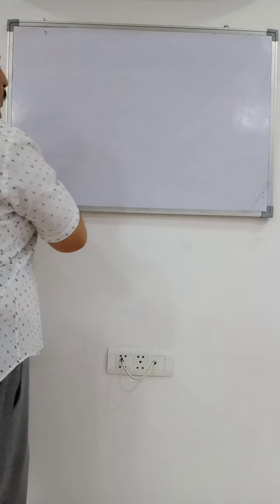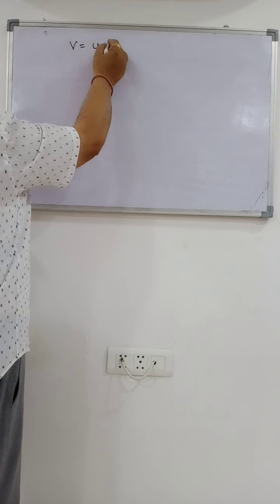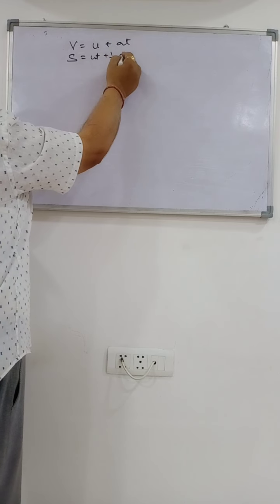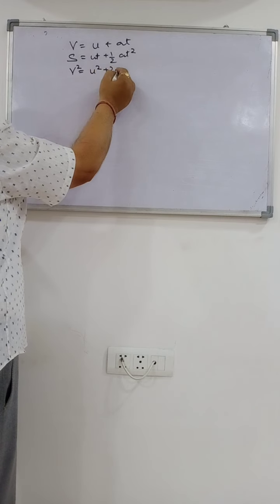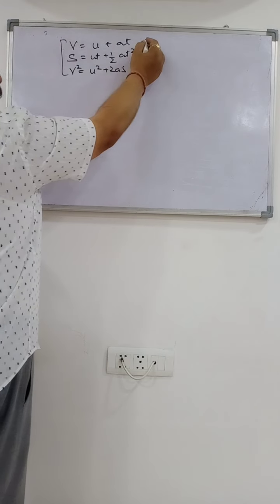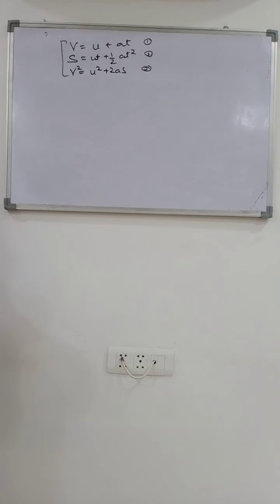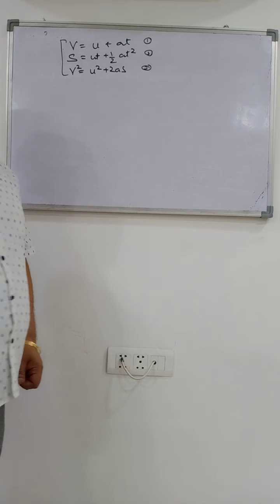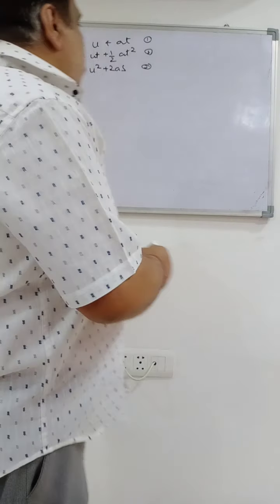Now you have three equations. The first one was V is equal to U plus AT. Second was S is equal to UT plus half AT square. Third is V square is equal to U square plus 2AS. This is equation number 1, 2 and 3. Now supposing you get a numerical, we'll do lots and lots of numericals in the next class. They are important. But I'll start with a single numerical and then I'll tell you how you come to know which equation has to be used.